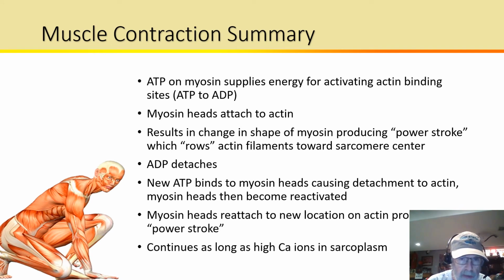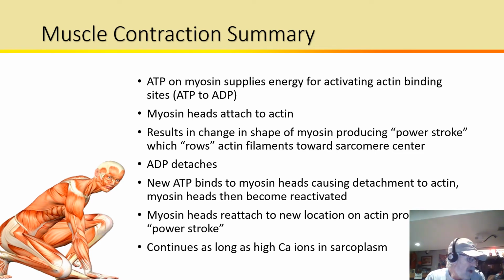The ATP is then converted to ADP, adenosine diphosphate, because it's lost one of those phosphates as it's provided the energy. And when the energy is provided, the myosin heads attach to the actin, resulting in that power stroke, or that pulling of that rope and pulling the actin closer over the myosin. The actin filaments are pulled more towards the center, where the myosin is attached in the center of the sarcomere. The ADP detaches. New ATP binds to the myosin heads, causing detachment from the actin. Myosin then becomes reactivated. So that's that power stroke, one stroke after another. Okay, and it continues as long as there's high calcium ions in the sarcoplasm.